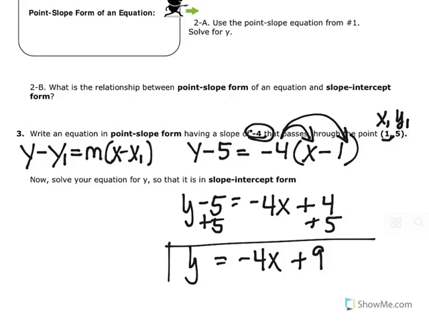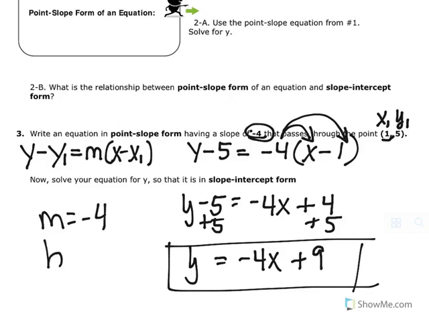So what's the slope of this equation? Well, we already know that, it told us in the question, it was negative 4. What's the y-intercept? The y-intercept is 9. We can see that when we're in slope-intercept form.